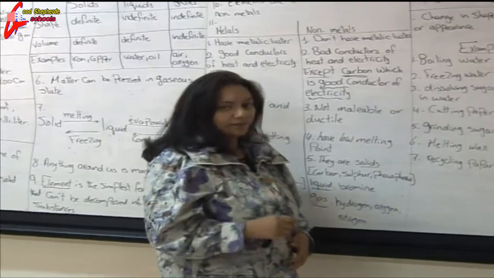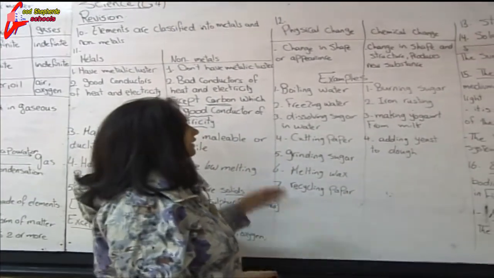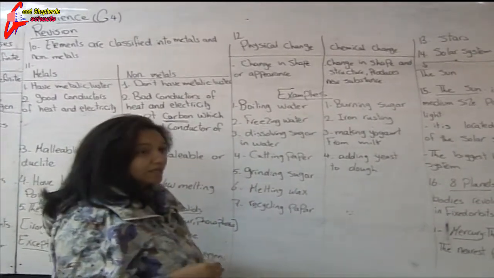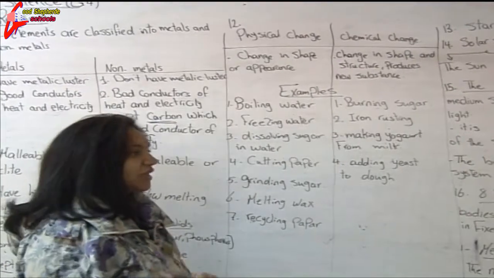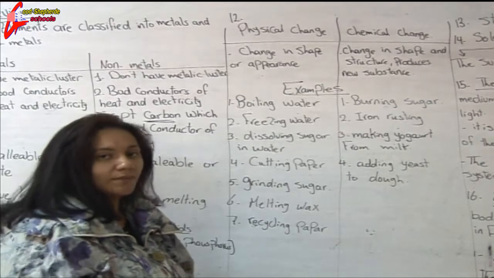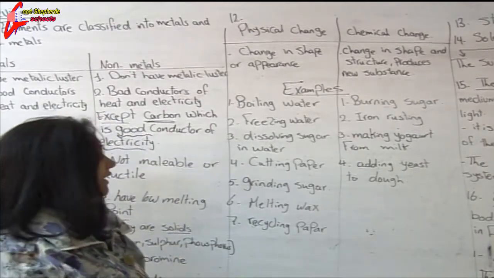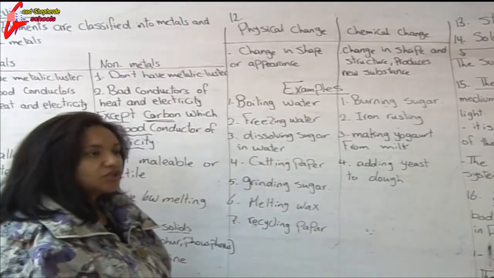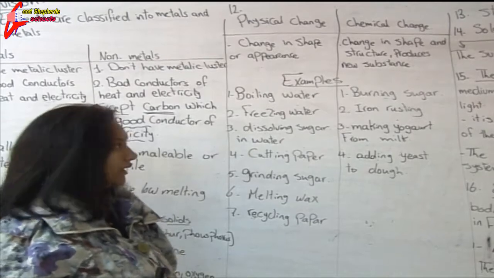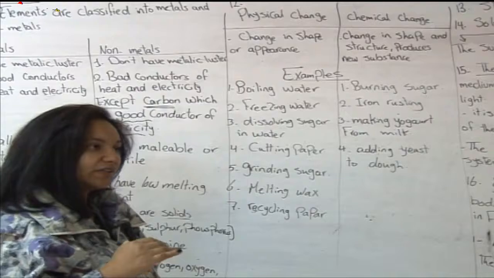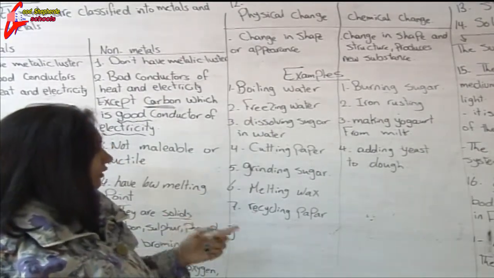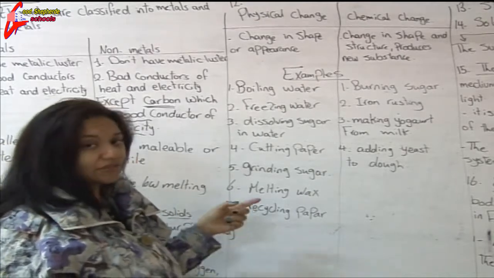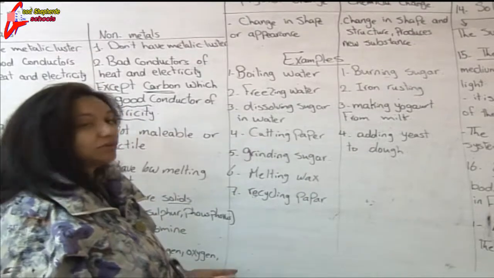Now we are going to talk about the 4th lesson, and it's about physical changes and chemical changes. What is a physical change? It's a change in shape or the appearance of matter without any change in its structure. So I will change its shape only, and its structure will remain as it is. Like what? When we boil water, we change it to water vapor, so it is a change in shape only, because water vapor will return back again to water. Other examples are freezing water, dissolving sugar in water, cutting paper, grinding sugar, melting wax, and recycling paper. Recycling means the used paper, I will return it back to a clean one.